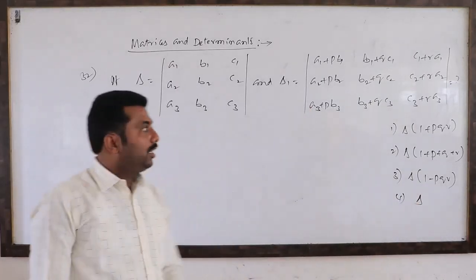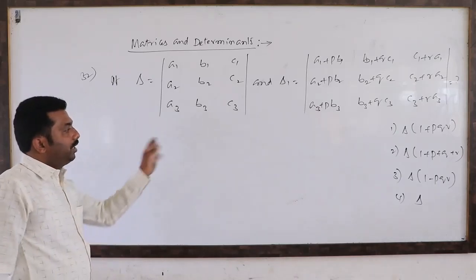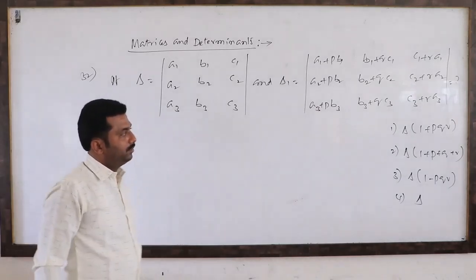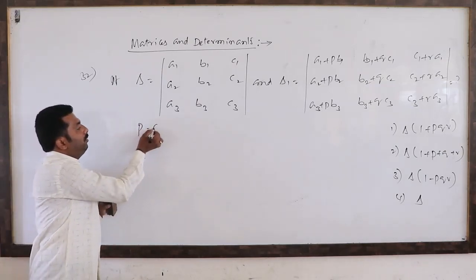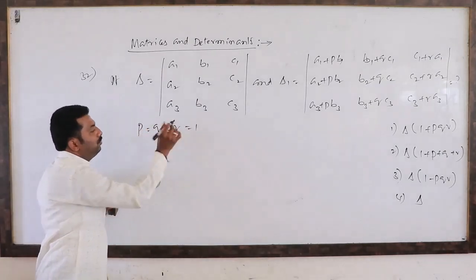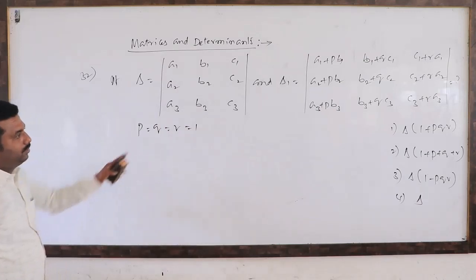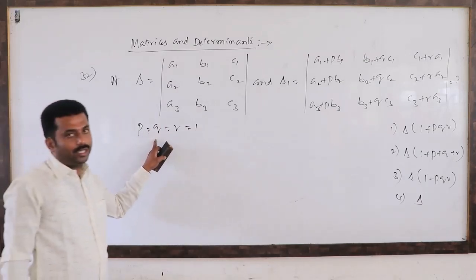Means delta 1, 2 values they given. In terms of deltas we have to write. One simple technique we are using: here P value, Q value, R value, 1, 1, 1 I am taking. So this is one shortcut way only I am taking.